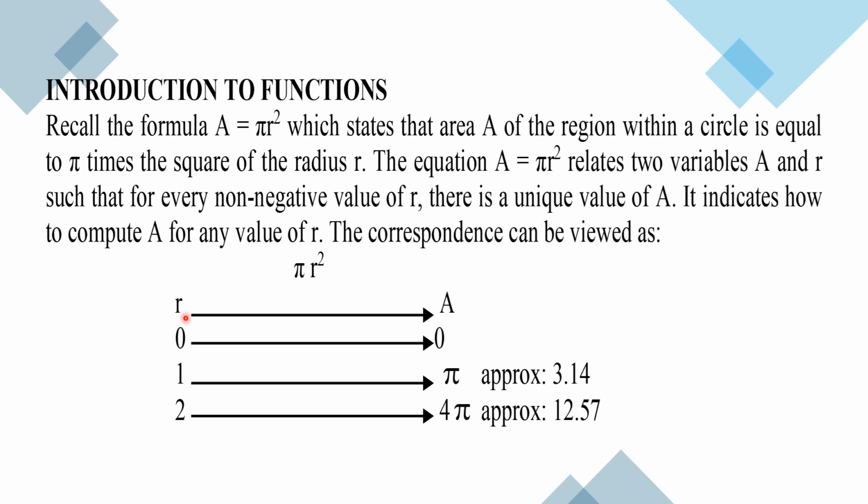If we relate r to A and put r equal to 0, then by the formula we have A equal to 0. If r is equal to 1, then the area is equal to pi. If r is 2, then of course the area is 4 pi. So here A depends on r, and r is the independent variable.